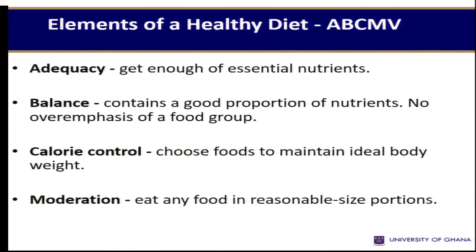So what are the elements of a healthy diet? The ABCMV. We have adequacy: get enough of the essential nutrients. Balance: contains good proportion of nutrients, with no overemphasis of any particular food group or nutrient. Calorie control: that is, choose foods to maintain ideal body weight. Very, very important. Moderation is the key.